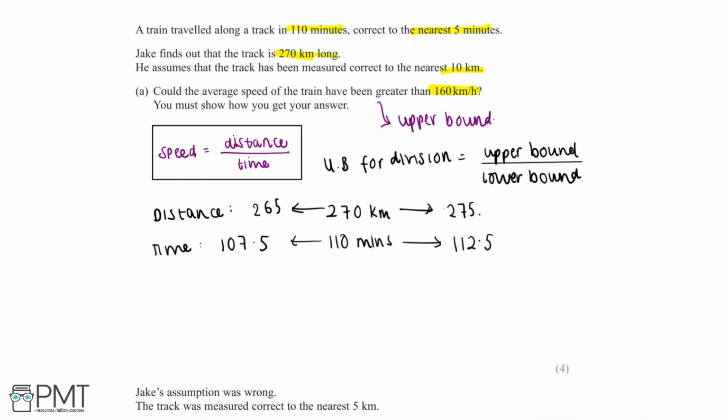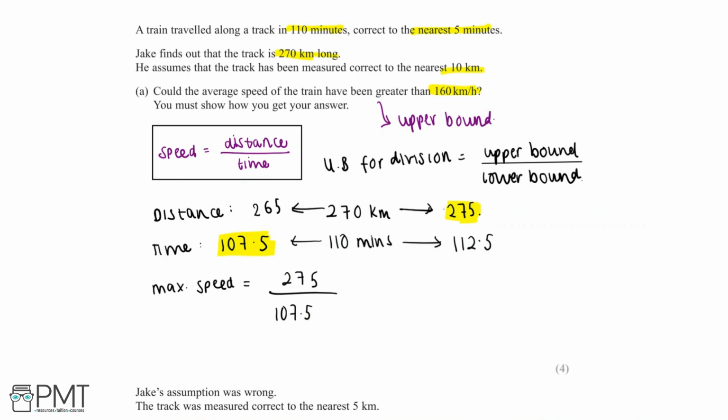Now we said that the upper bound of the speed is the upper bound of the numerator divided by the lower bound of the denominator. So the max speed: the upper bound of the numerator is the upper bound of the distance, which is 275, and the lower bound of the denominator is the lower bound of the time, which is 107.5. But this is where we need to be careful with our units. The speed is given in kilometres per hour. We have the distance in kilometres, but the time given in minutes, and we need to have the time in hours. So we'll continue with the upper bound of the distance, 275, divided by 107.5.